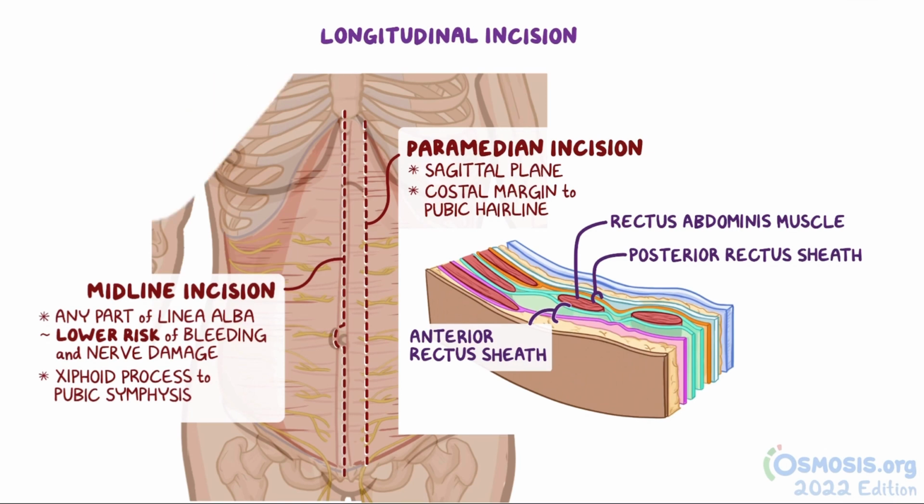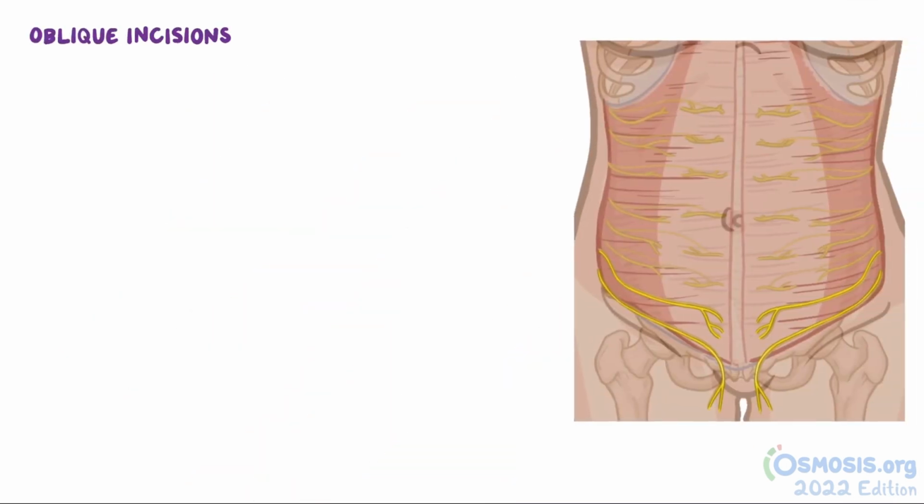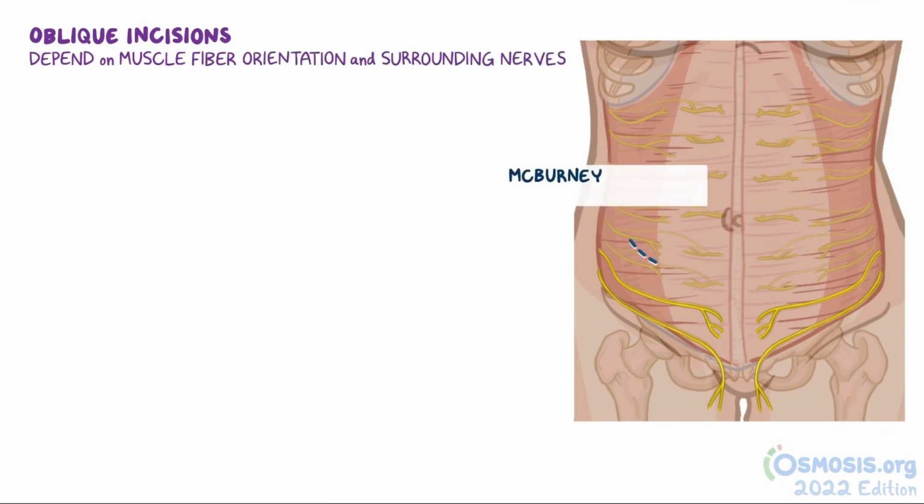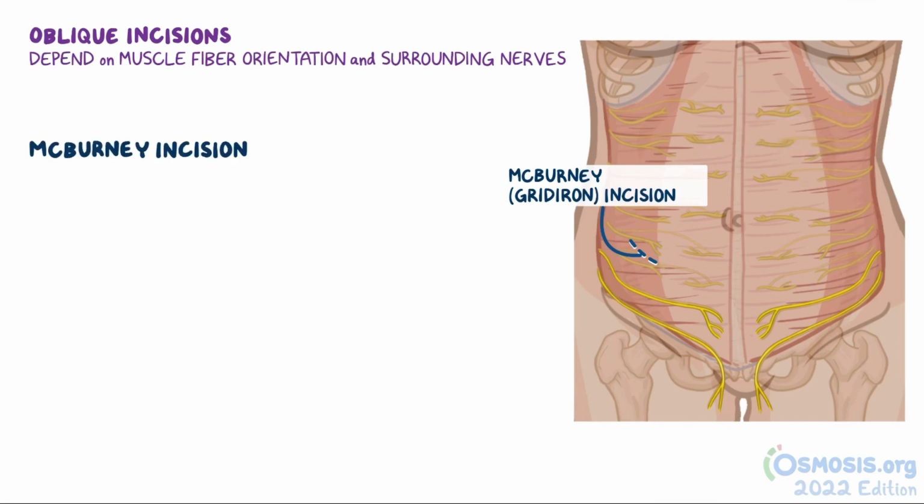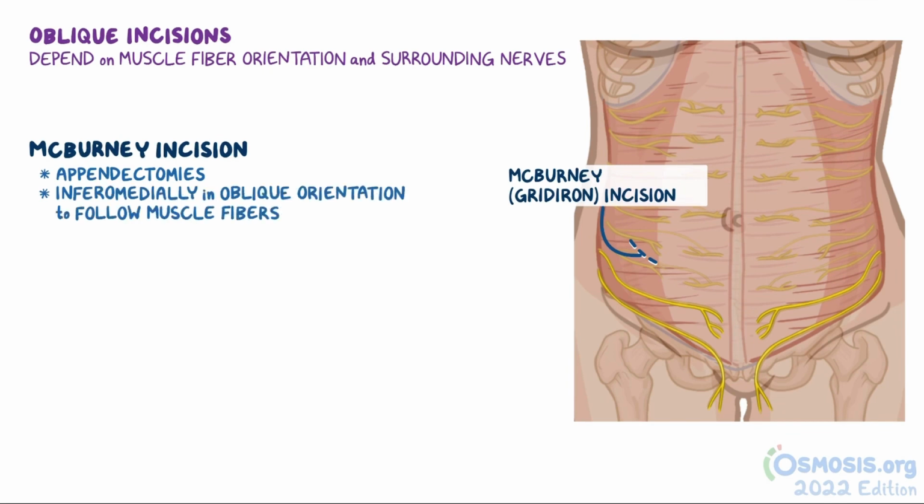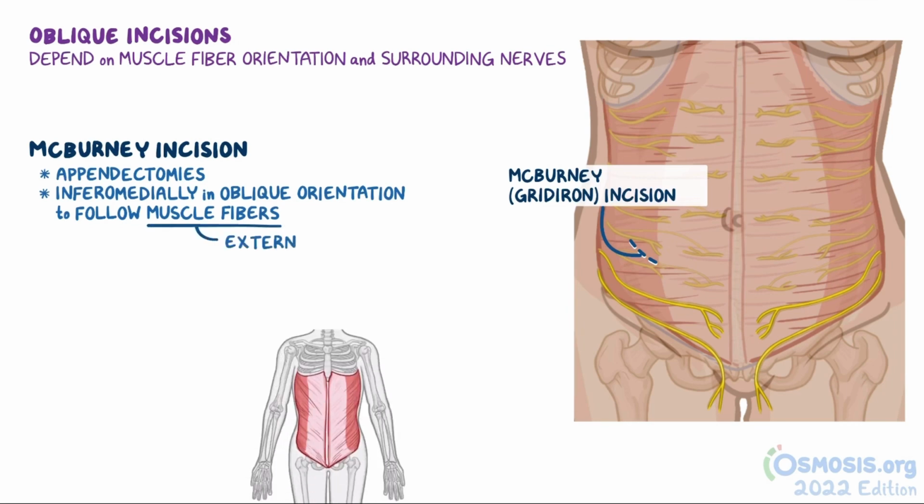Other surgical procedures may require oblique incisions, depending on muscle fiber orientation and surrounding nerves. Oblique incisions include the McBurney or gridiron incision and the Rutherford-Morrison incision. So first, the McBurney incision is typically needed for appendectomies, and it's done inferomedially in an oblique orientation to follow the muscle fiber orientation of the anterior abdominal wall, specifically the external oblique.